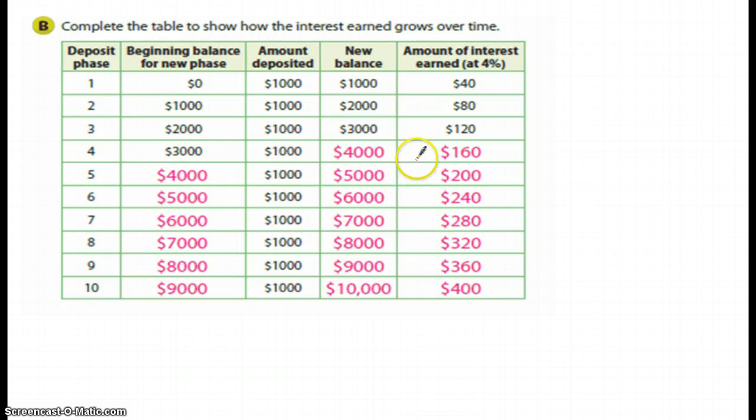Okay, so again, the table is complete. Hopefully you were able to get this, and this is what we got. Now remember, when we find the interest, we're just multiplying the ending balance times 0.04.